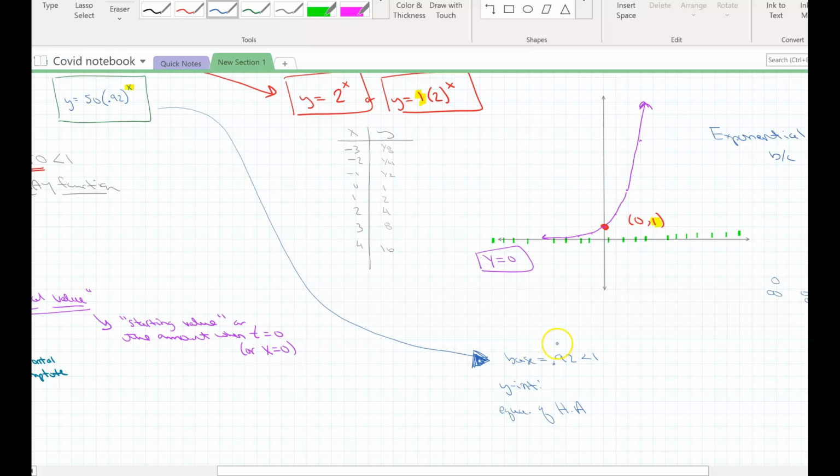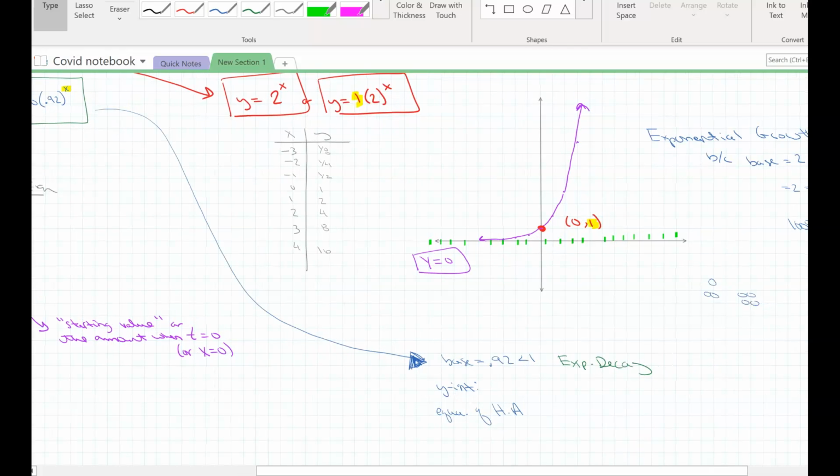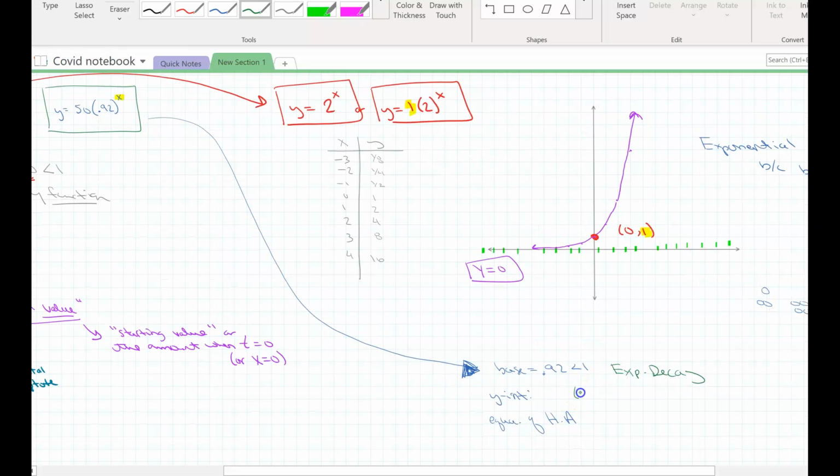Okay, so because the base is less than 1, we have an exponential decay. So right away in my head, I should be making this kind of motion. I know it's going to look something like this, with this kind of behavior, because that's what an exponential decay function looks like. The y-intercept is going to be (0, 50). I've seen that there are some generalizations that can be made with exponential functions in this form. And the horizontal asymptote is going to be the line y equals 0.